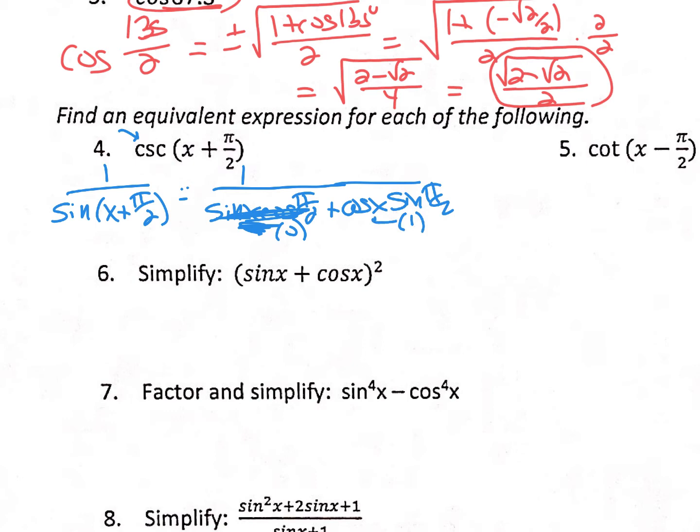So I'm going to do 1 times cosine, which is cosine. So I get 1 over cosine x. And guys, everybody knows 1 over cosine x is really just secant x. So that's what you get for number 4.